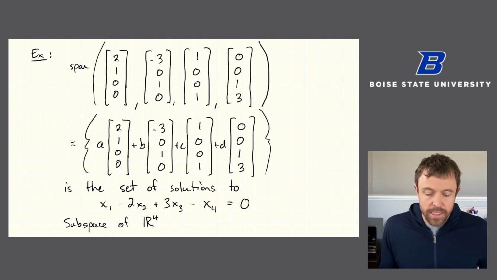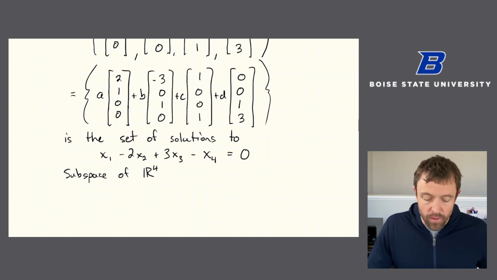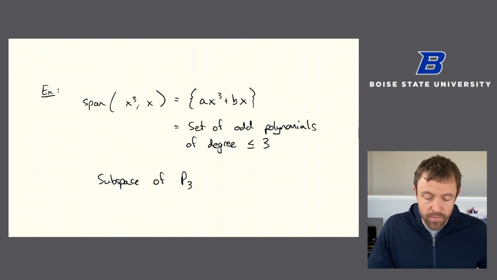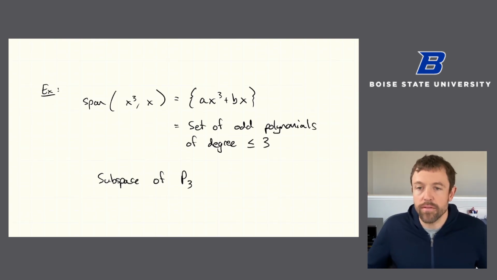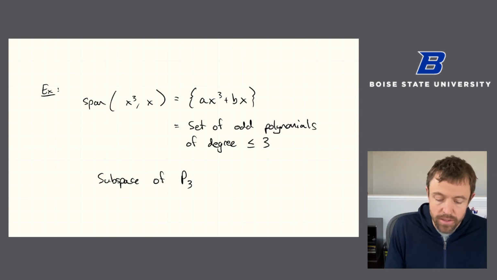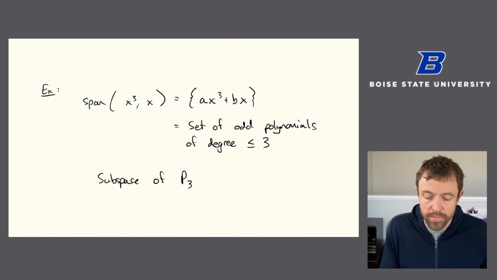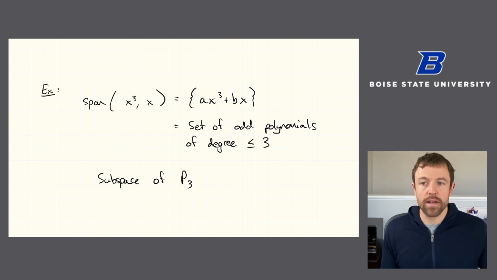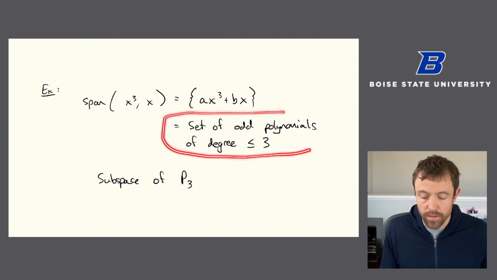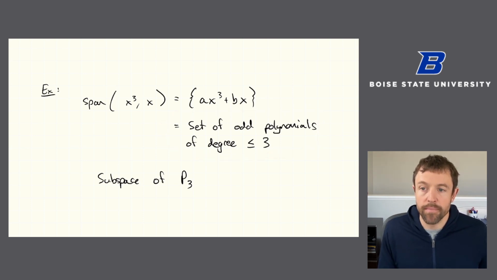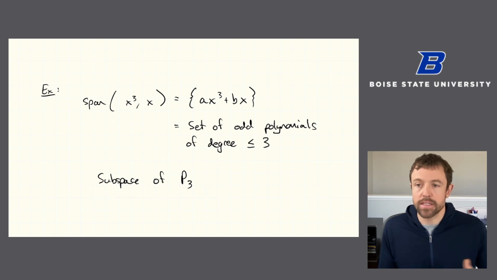So this is an example of span in R4. And if we want to look at span in, let's say, P3, if we start with just the polynomials x cubed and x, and we look at their span, so that's all polynomials that can be written ax cubed plus bx, this is a set of polynomials that you've seen before at some point. This is the set of all odd polynomials of degree at most 3. And so this is, in fact, a subspace of P3 because it's a span of a set.